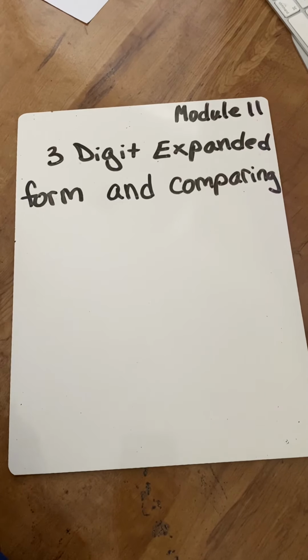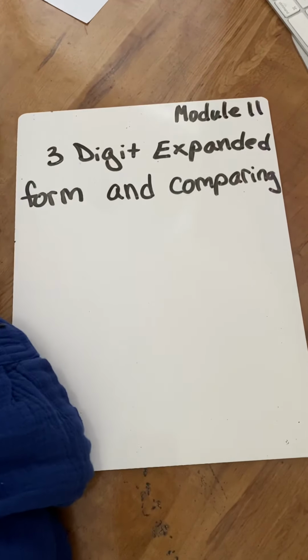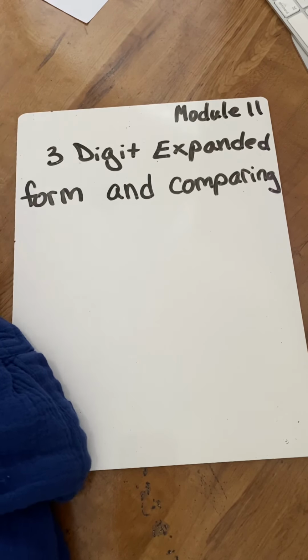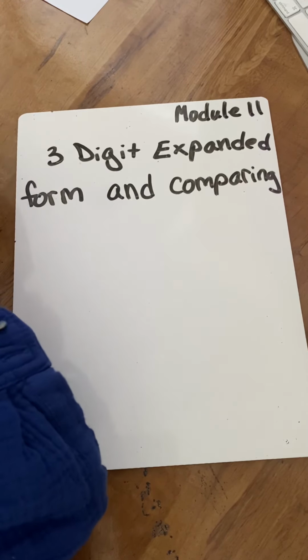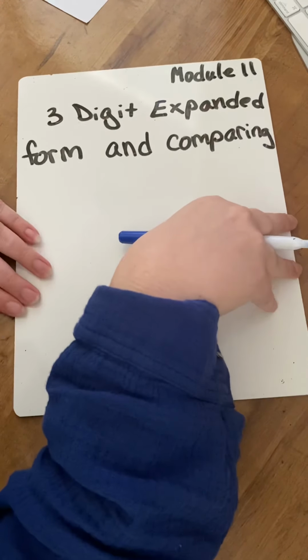Hi friends, today we are working on Module 11, which is 3-digit expanded form and comparing 3-digit numbers. So let's first start with place value and remembering what that means.